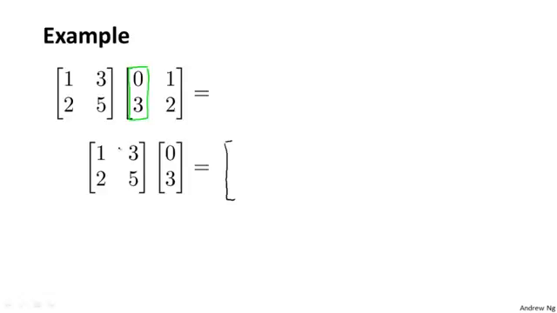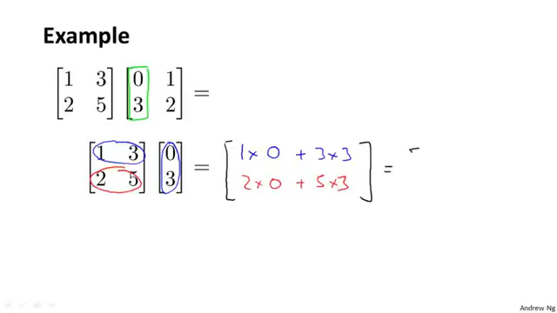This is going to be equal to, right, 1 3 times 0 3, so that gives 1 times 0 plus 3 times 3. And the second element is going to be 2 5 times 0 3, so that's going to be 2 times 0 plus 5 times 3. And that is 9 15. Okay? Oh, actually, let me write that in green. So this is 9 15.